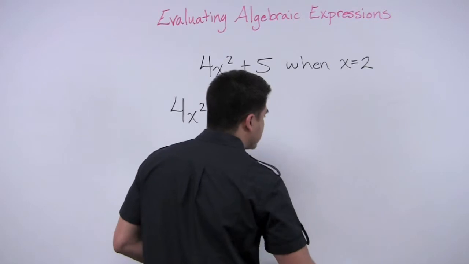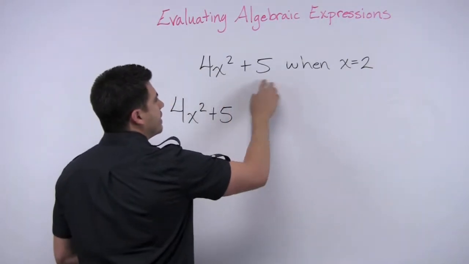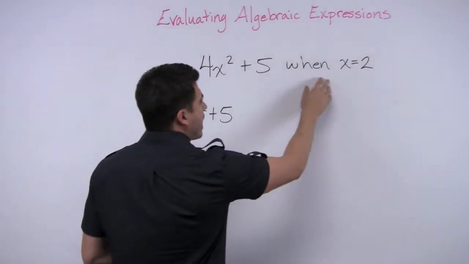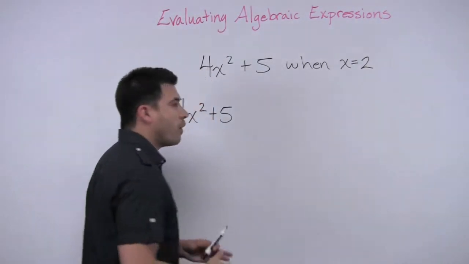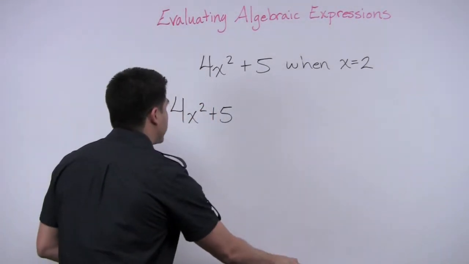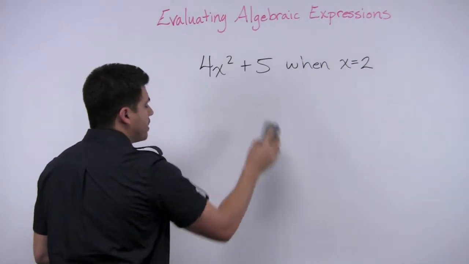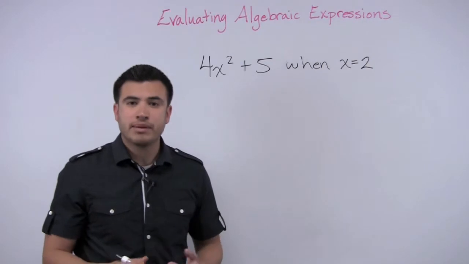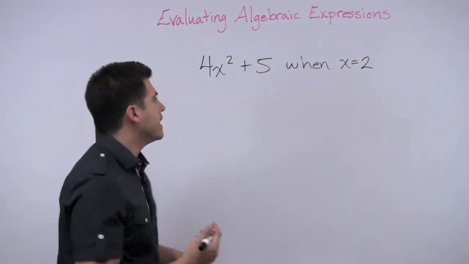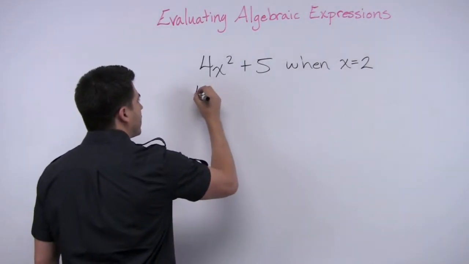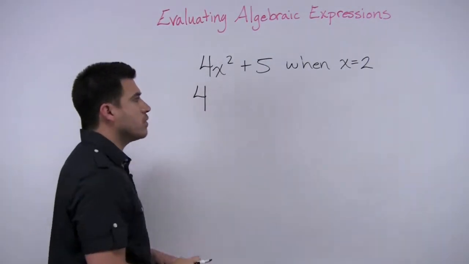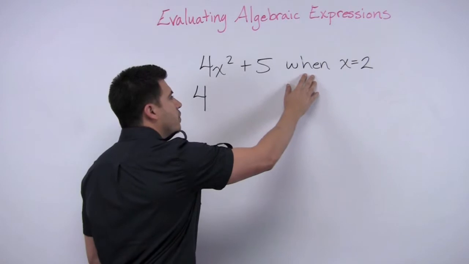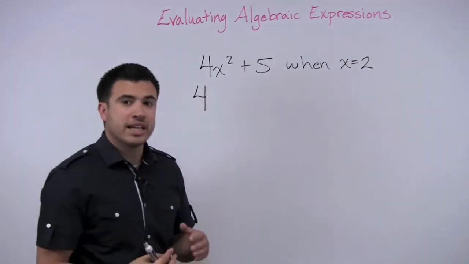In this case, we want to evaluate 4x squared plus 5 when x equals 2. All that really means is, tell us what that will be when we plug 2 in for x. So my first step that I always do here is I just write this. I will write the 4.